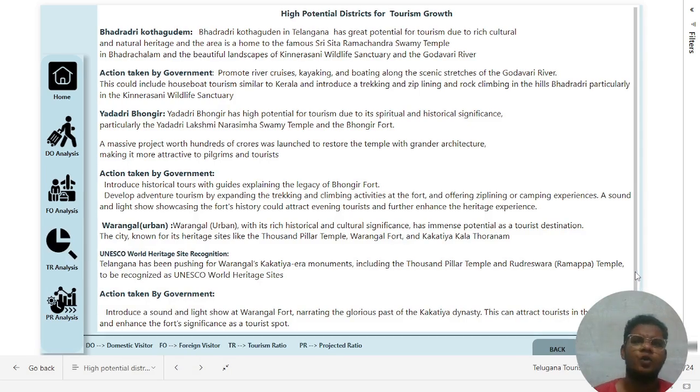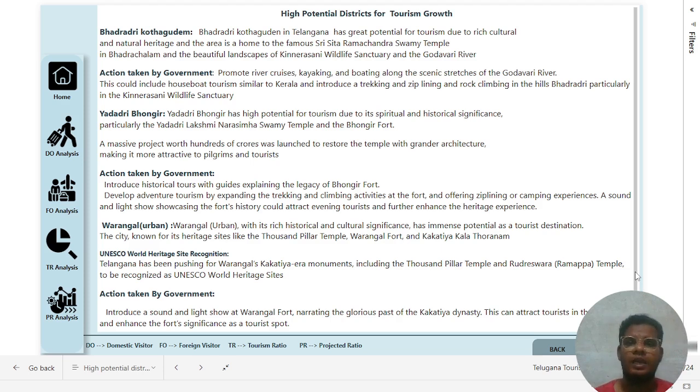High potential districts for tourism growth. Whenever we look, there is a lot of potential growth in the districts next to Hyderabad, because Hyderabad is already holding the first place. After Hyderabad there are Bhadradri Kothagudem, Yadadri Bhuvanagiri, as well as Warangal, because these places have much potential to promote tourism growth. Let's see what promotions and improvements we can suggest to the government to boost tourism.